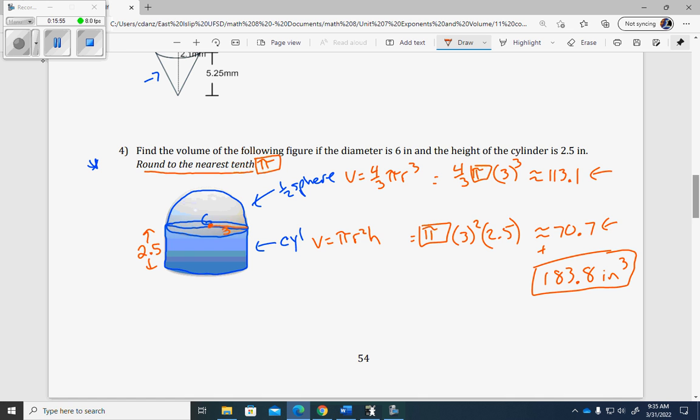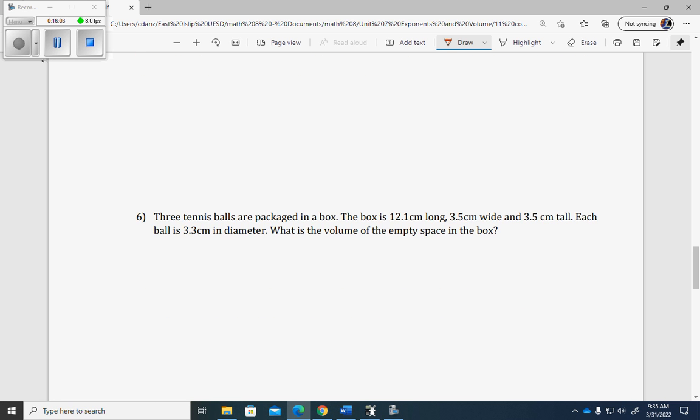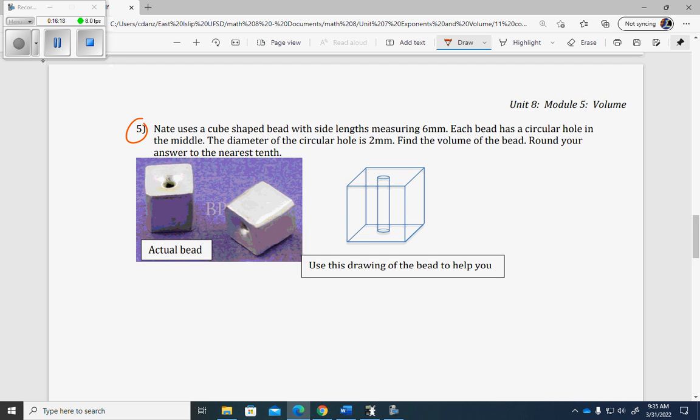There is only one more problem I want to do with you. It's number 5. If we go ahead for a moment though, we're not doing 6 at all. You don't have to do it for homework. We're not doing it here in class. And number 7, I do want you to do for homework. I will help you set that up after we're done doing number 5.